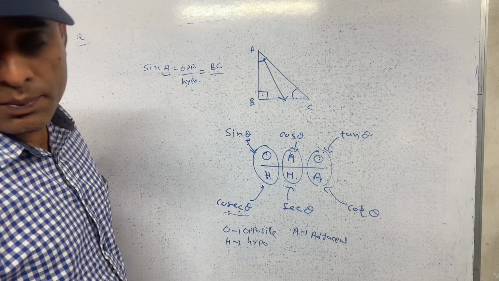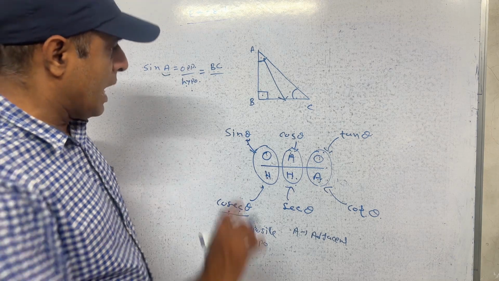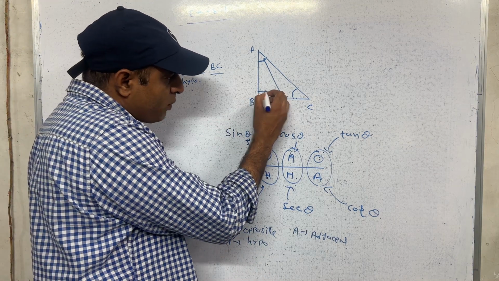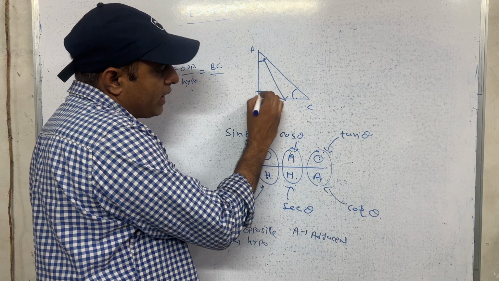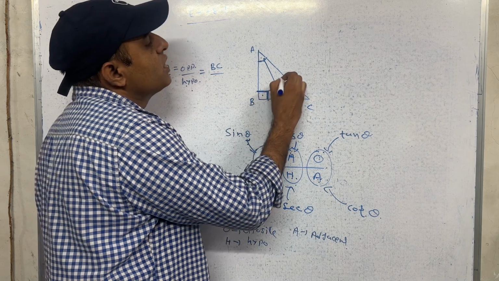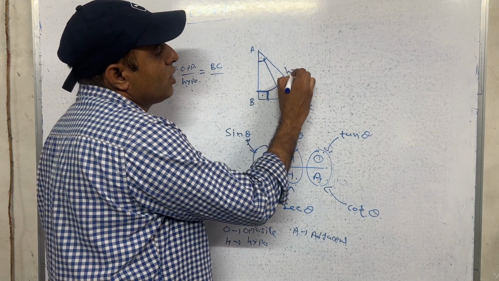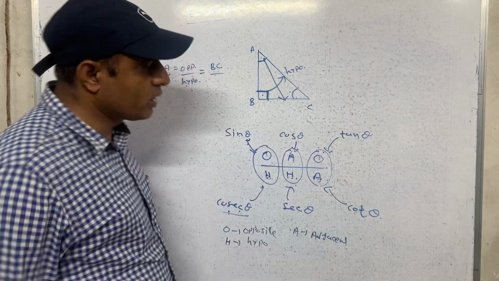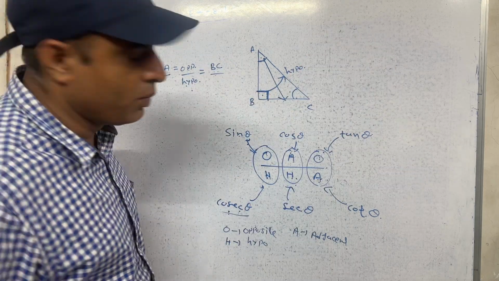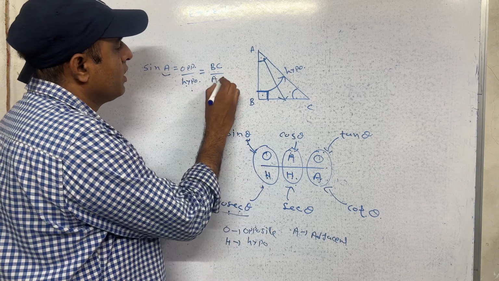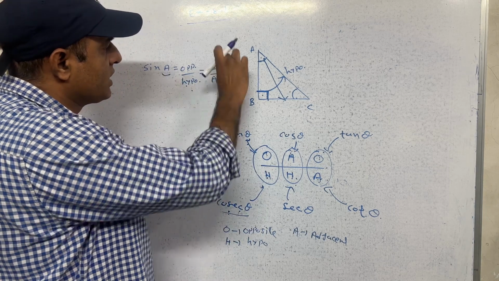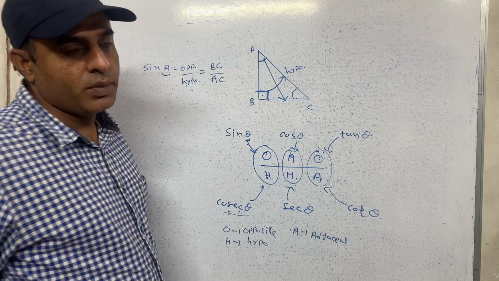So what is hypo? How will you identify hypo? Hypotenuse is always opposite to the 90 degree, the right angle. The right angle is here, so this one is your hypotenuse. So AC is the hypotenuse, and I will write AC. So sine A is equal to BC by AC.